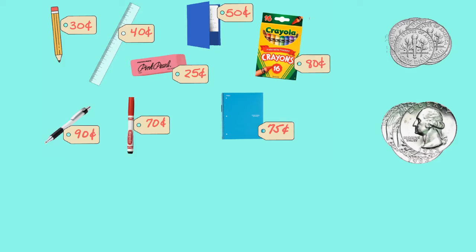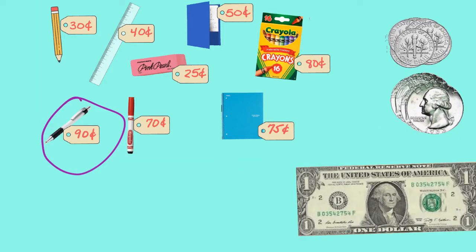Okay, today we're going to learn how to show change for $1. Let's pretend that you are a clerk at a store and I am the customer. These are things that I can buy at your store. I would like to buy this pen for 90 cents.